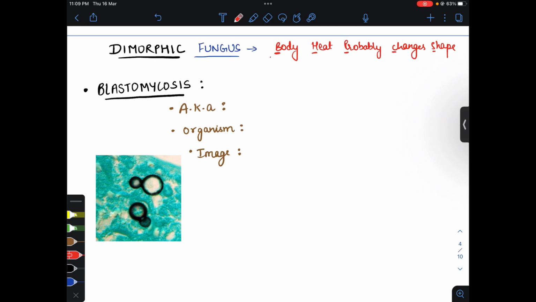Now let's discuss first the blastomycosis. The other name for blastomycosis is North American blastomycosis. So North American blastomycosis means that there is also a South American blastomycosis, but first let's focus on the North American blastomycosis.